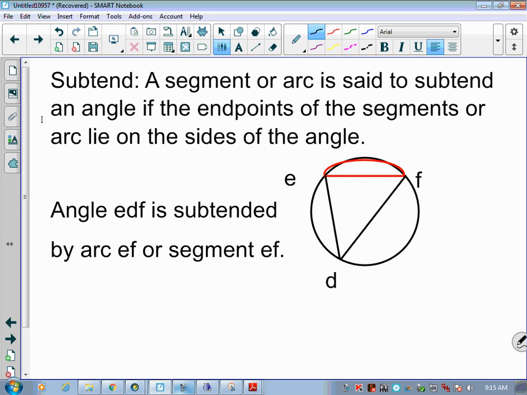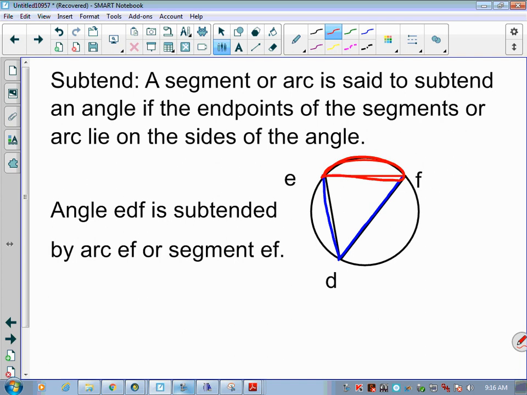What we see here is the word subtend. Austin, can you tell me what subtend means? Okay, so I've got angle EDF. Do we see that? The segment that subtends it is the one that shares the endpoints of that angle. So EF is the line segment, and arc EF is the arc that subtends it. It's at the end of it; it connects the two ends of that angle.